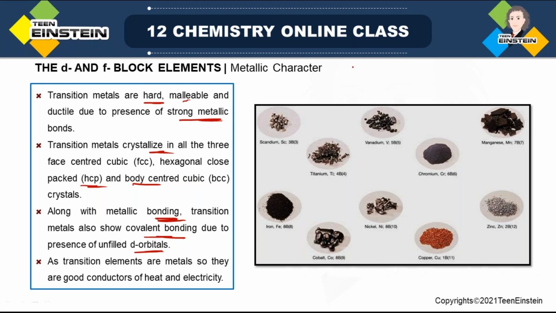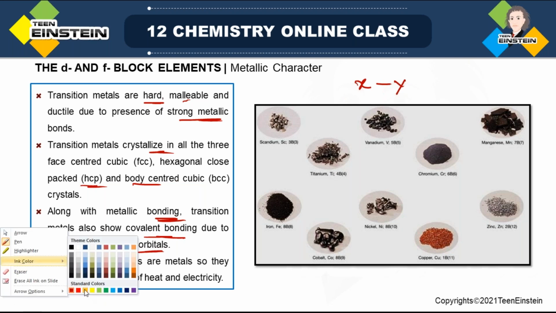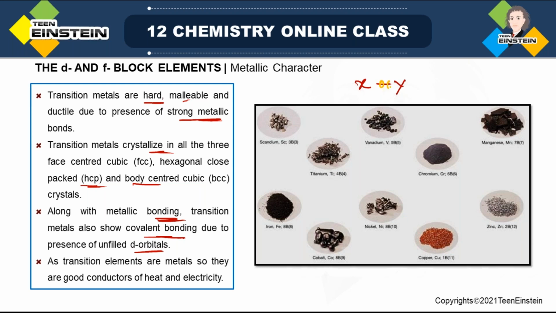So covalent bond means what? Suppose you have a bond between X element and Y element. Now there are two electrons present in this bond. One electron is given by X, another one is given by Y, and after this donation, they are equally sharing the electrons. So this is covalent bonding, and this is observed in case of these elements. As they are metals, they are good conductors of heat and electricity, which is also another property of metals.